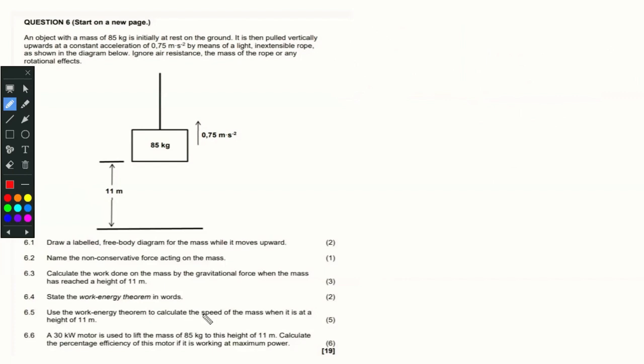Use the work energy theorem to calculate the speed. You see this one specifically saying use the work energy theorem. So even if you wanted to use WNC, you can't with this one. It's specifically telling you to use this particular theorem. Use work energy theorem to calculate the speed of the mass when it is at a height of 11 meters. So that means we're going to start by saying W net is equal to what? Change in EK. So we want to calculate the speed. Now the two forces that we have are tension and Fg, as we saw. So we are going to have work done by tension and all that.